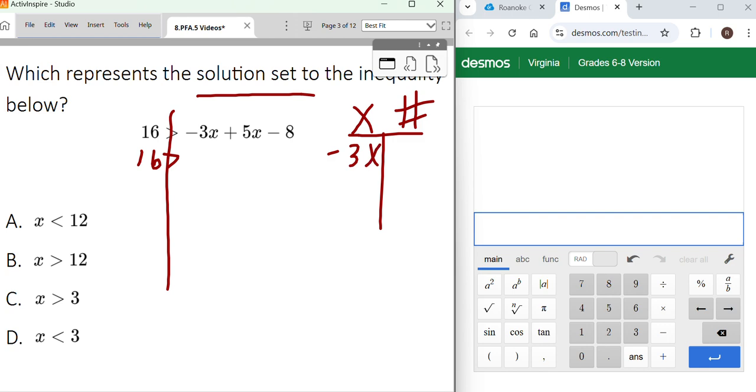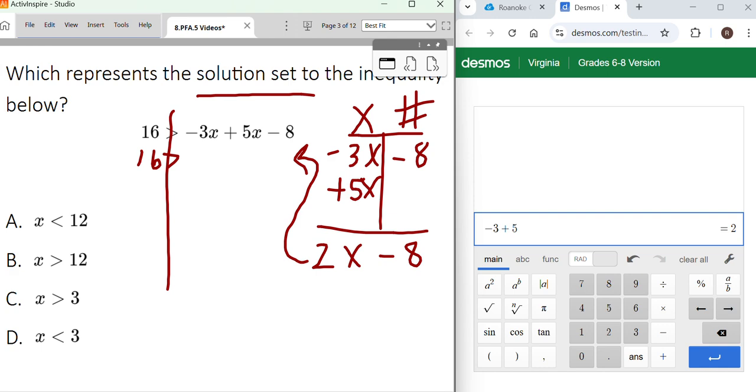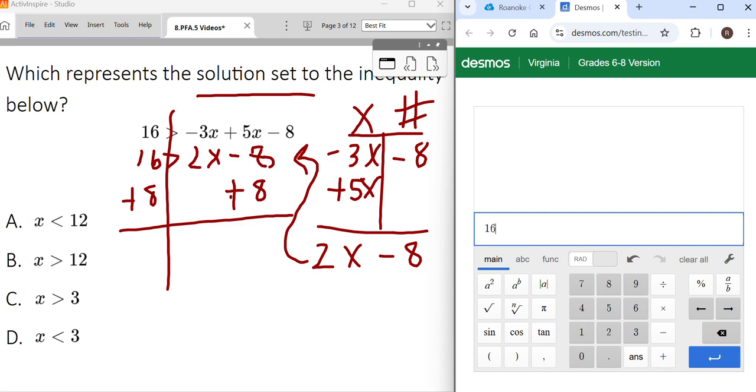We've got a negative 3x plus a 5x minus 8. So if I come over here and use my calculator, negative 3 plus 5 is 2x. And you bring down the negative 8 because there's nothing else to put it with. That comes up to this line, 2x minus 8. Then we're going to continue. We have to get rid of that constant, so we're going to add 8 on each side. All right? So again, I know a lot of you can do this, but please use your calculator to make sure you don't make mistakes.